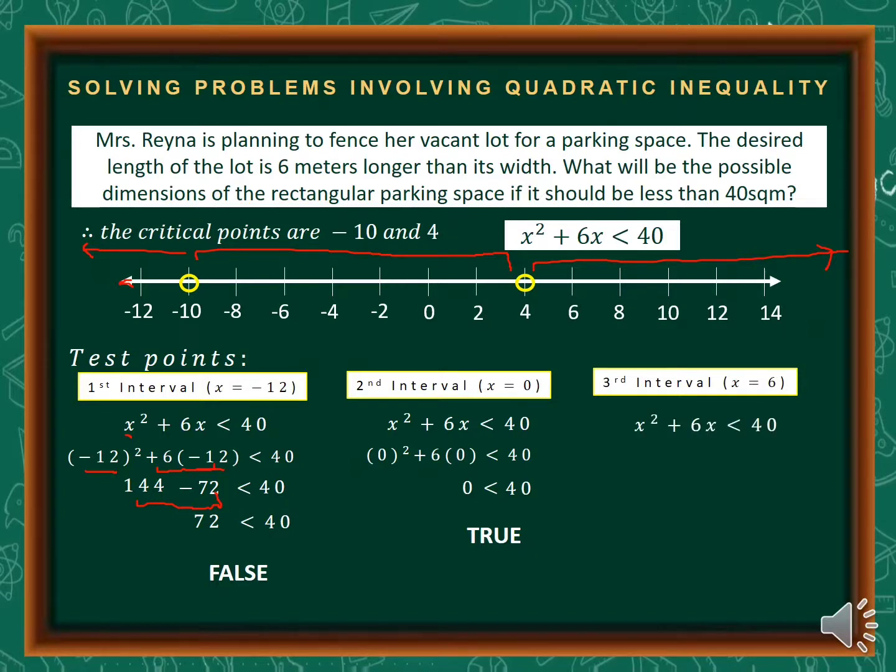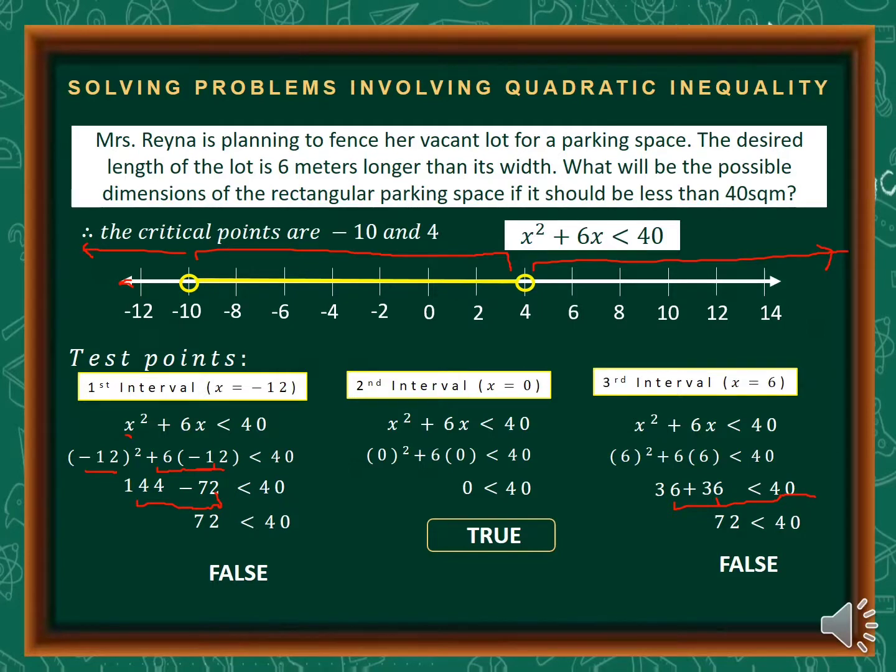How about the third interval? Ang pinili ko ay 6, so I will use 6 squared plus 6 times 6. Okay, 6 squared is 36, plus 6 times 6, 36, is less than 40. 36 plus 36 is 72, less than 40. 72 less than 40 is a false statement. So, therefore, again, our shaded part ay correct. So, that is the second interval. So, ibig sabihin, lahat ng matatagpuan natin dito sa may shade ng yellow ay part of the solution set.